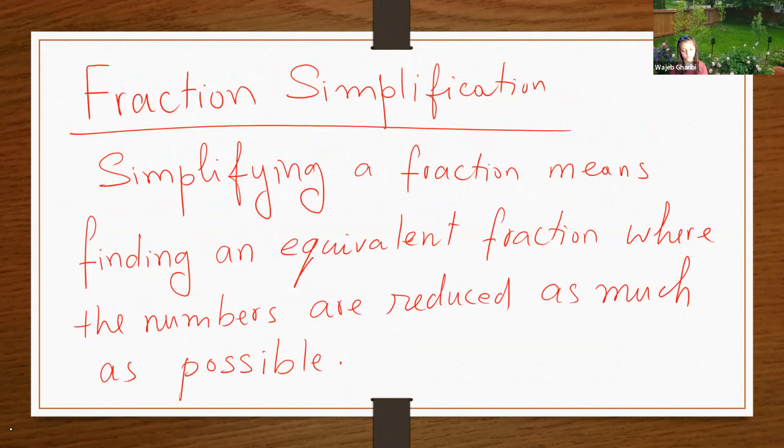Fraction simplification. Simplifying a fraction means finding an equivalent fraction where the numbers are reduced as much as possible. By numbers here, we mean the numerator and denominator. So in a fraction, we have to reduce the numerator and denominator as much as possible.